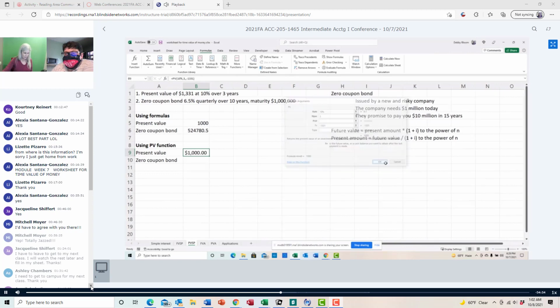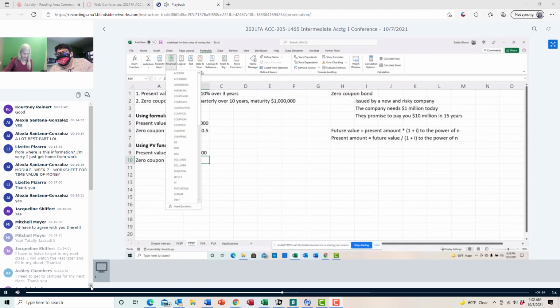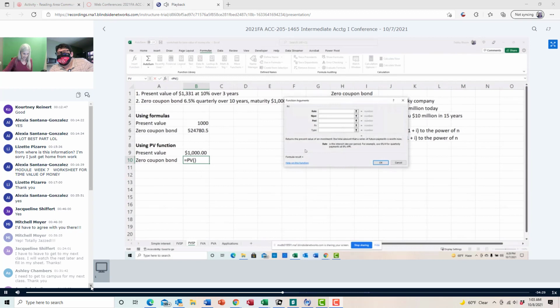And just one more before we take our break. I'm going to click in cell B10. I would like to calculate the price of the zero coupon bond, and I have no idea how to use this formula at all. So I click in cell B10, Formulas tab, Financial, and go down to PV. So my rate is 6.5% quarterly. So I type in 6.5%/4. So as I said before, what is 6.5% divided by 4? Using this formula, it's 6.5% divided by 4.